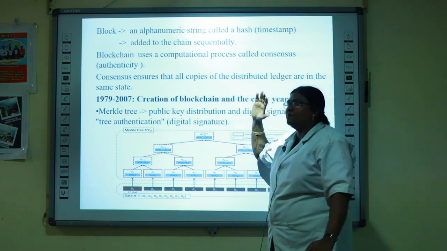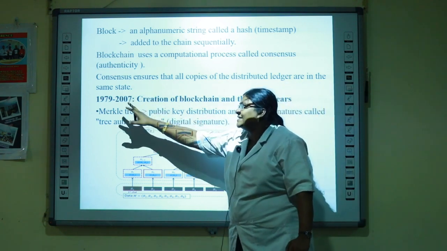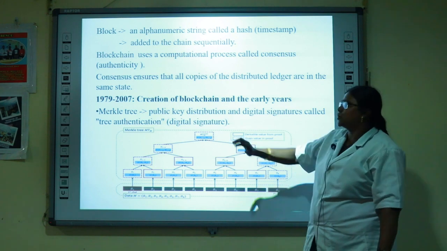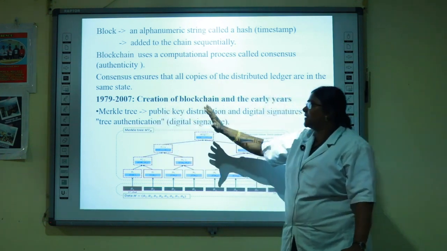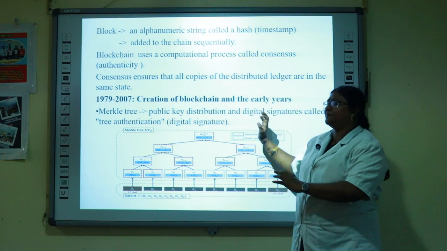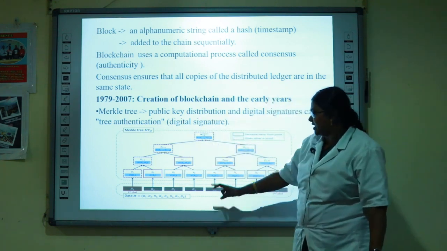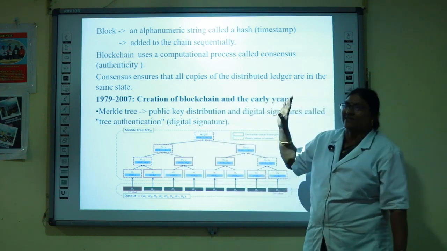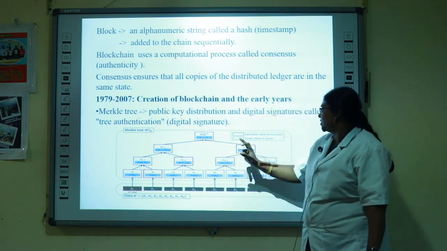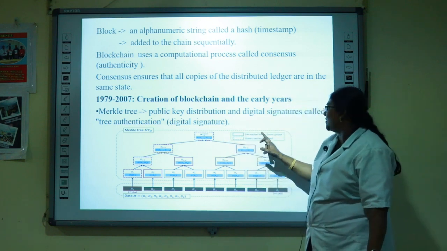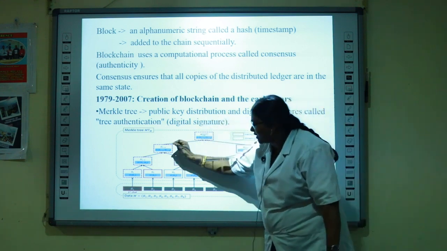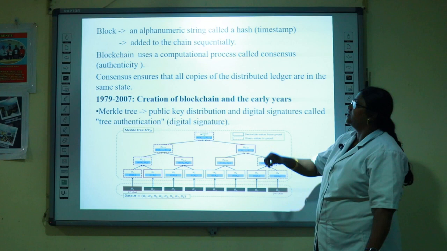The blockchain was introduced in the period of 1979 to 2007. There, block creation was done. First they started with the Merkle tree. Merkle tree is a public key distribution, and along with digital signatures they developed this tree authentication. Here, if you see, this is the Merkle tree. We follow a data structure like parent and child: the parent will be there, and then left and right. These boxes indicate the derivable value from the proof, and we give the proof for all of them, shown in red. So the block will be created along with the hash values.